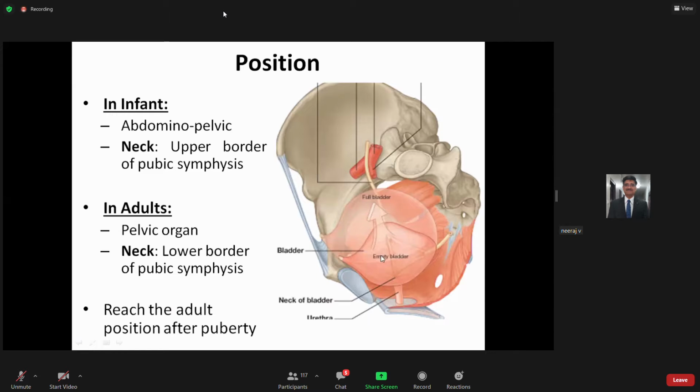Initially it was an abdominopelvic organ, and as growth occurs after puberty, this is the location of the neck of the bladder. So it reaches the adult position only after puberty, and between 9 years till the age of puberty, there is hardly any descent of the bladder. Initially there is descent of the bladder, then it is arrested. After that, as puberty approaches, the descent starts again, and finally it reaches its final position or location.